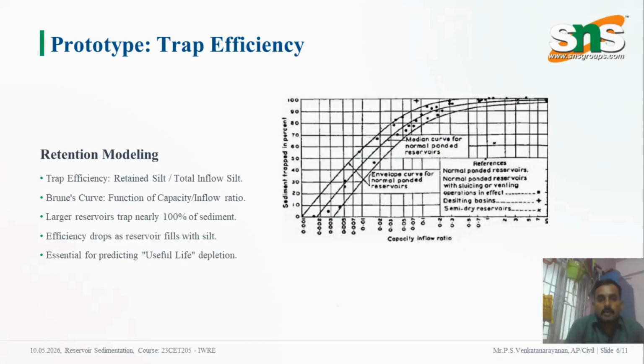Next stage of design thinking is prototype. Now let us discuss trap efficiency, which is a very important concept in reservoir sedimentation studies. Trap efficiency is defined as the ratio of retained sediment to total incoming sediment load. In simple terms, it tells how much sediment remains trapped inside the reservoir. One commonly used method for estimating trap efficiency is Brune's curve, which relates trap efficiency to the capacity inflow ratio of the reservoir. Larger reservoirs with higher storage capacity generally trap nearly 100% of incoming sediment. However, as the sediment accumulates and storage capacity reduces, trap efficiency gradually decreases.